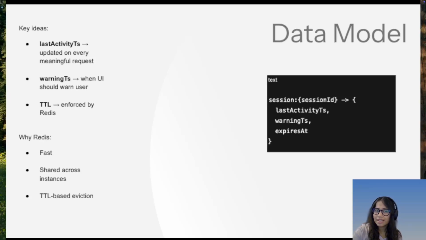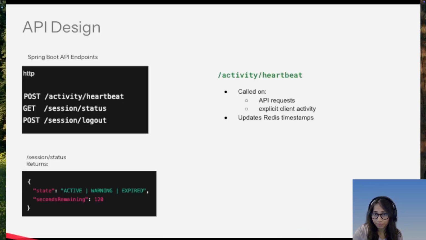The API surface is deliberately small. The first API is activity heartbeat, which just tells us the user is alive. The second is session status, which returns the status, not events. And then session logout, which is idempotent. It behaves the same way every time we call it. Once the user is logged out, they are logged out. The API doesn't decide what to do, it just tells the client where in time the session is. This pattern is called a time-based state machine.